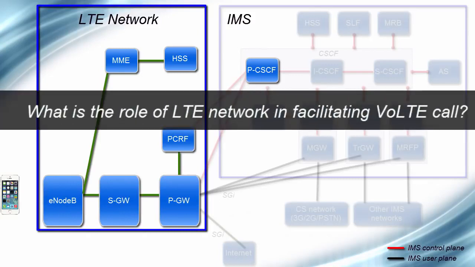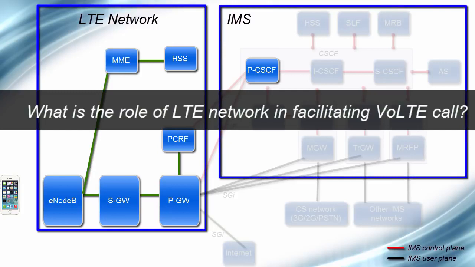What is the role of LTE network in facilitating VoLTE call? See, the main job of LTE network is to provide IP connectivity to the UE. UE uses this IP connectivity to exchange SIP messages and user plane data with IMS network. Let me explain how it is done.